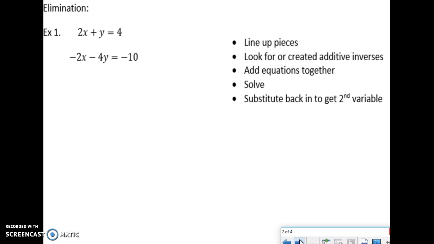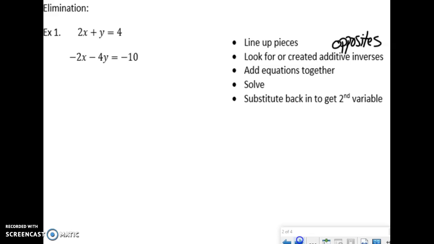Now we can use one equation against another. And so we have a few things here to help us get through this. Make sure you line up the pieces. Make sure that the x's are above the x's, the y's are above the y's, and the numbers without variables are also lined up. Look for or create additive inverses. Another word for this is opposites, okay? Coefficients that are opposite are going to be huge today. Remember, opposite of 3 is negative 3. Opposite of negative 7 is positive 7.